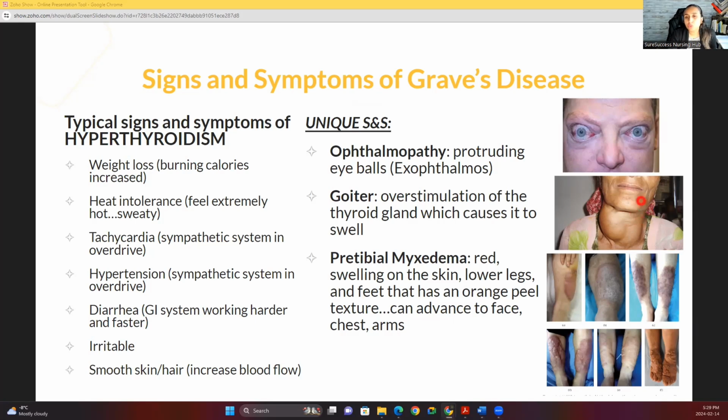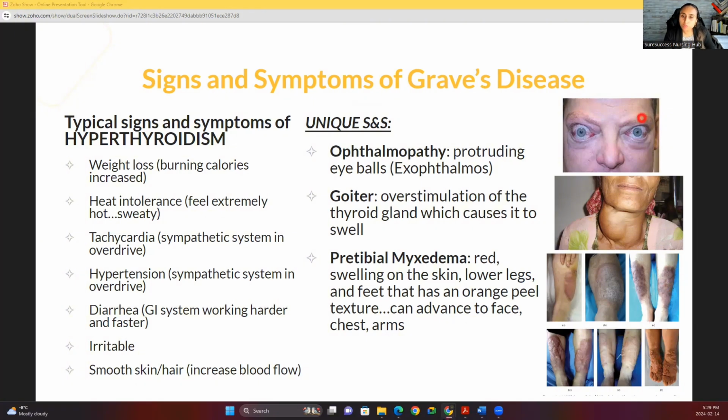Goiter means too much production and it is so much swollen, we call it goiter. There is also myxedema. It is not myxedema coma. You are not going into coma. It is hyper, but myxedema is there. Usually it is very common in the feet of the patient.